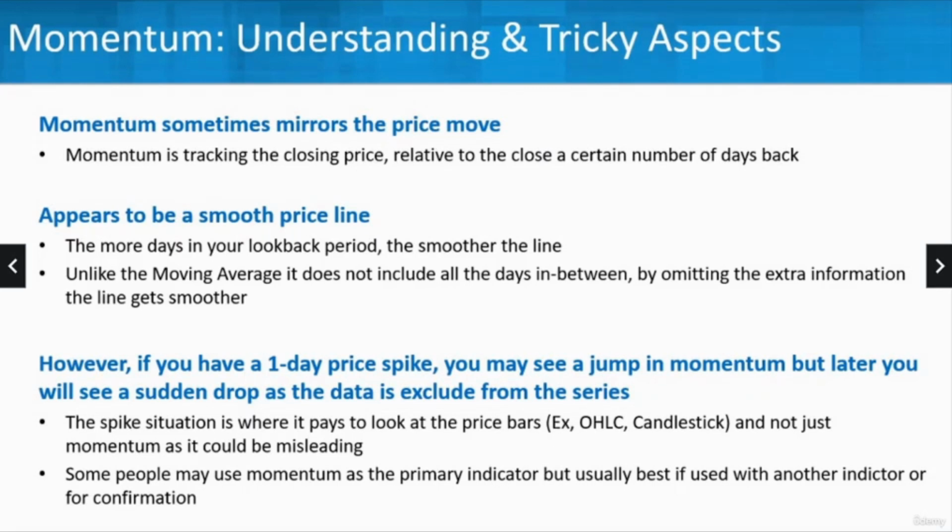And if you're using it with another indicator, you can have your other indicator be the primary and then momentum be your secondary. Or you could also use momentum as your primary at that point, but you would use something else to kind of give you confirmation on it. It's really best with momentum to have some type of pairing and not use it just all on its own.